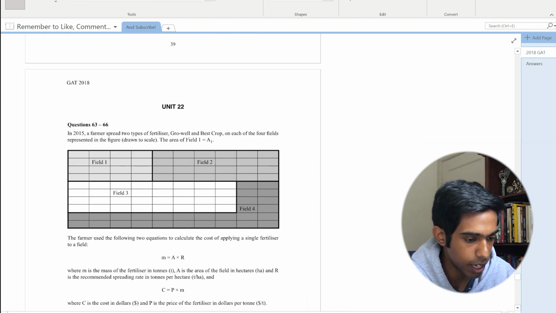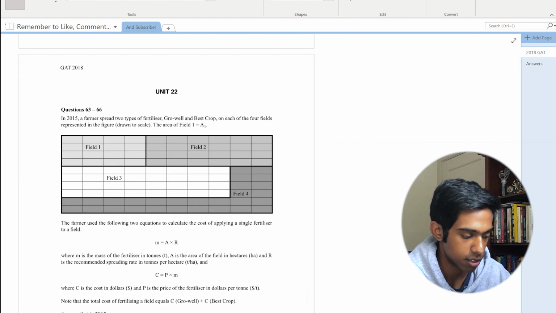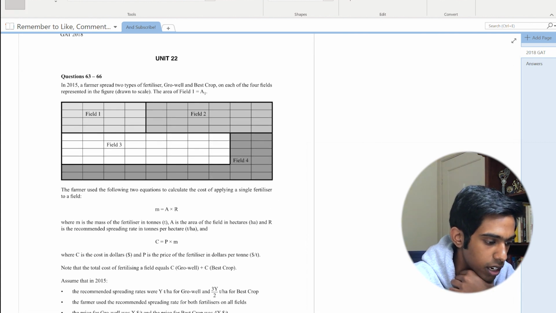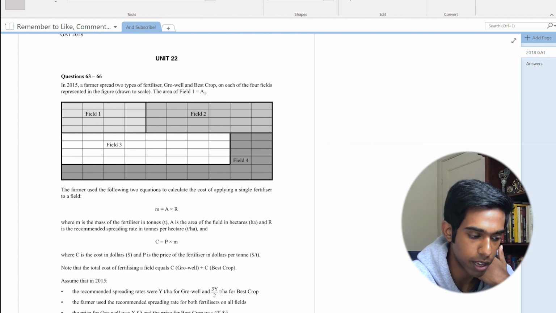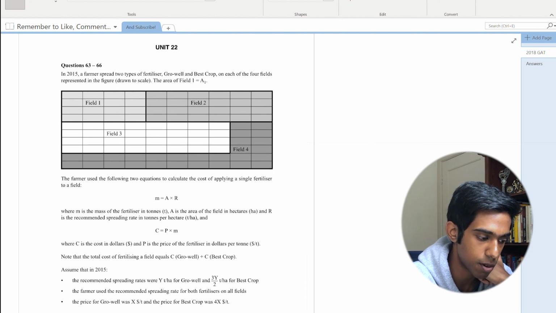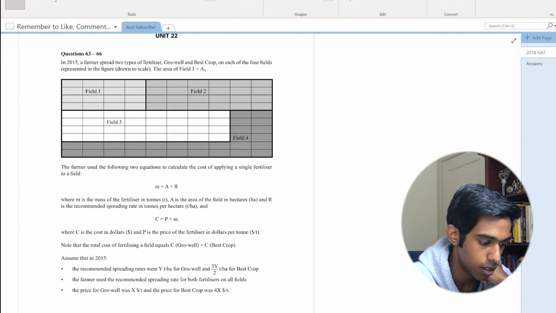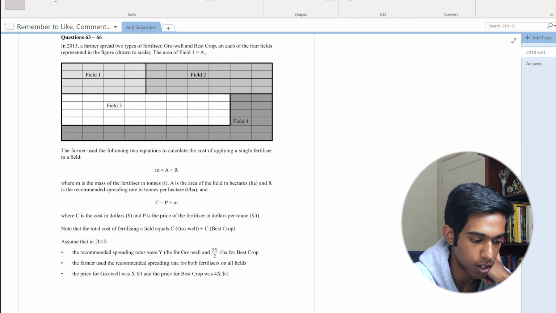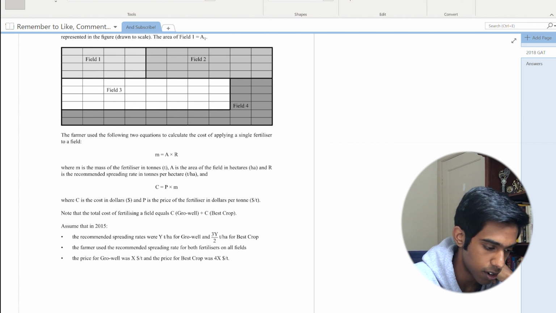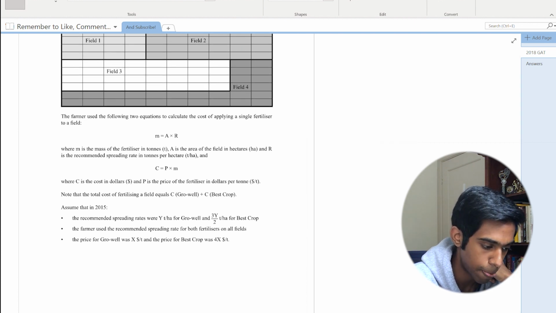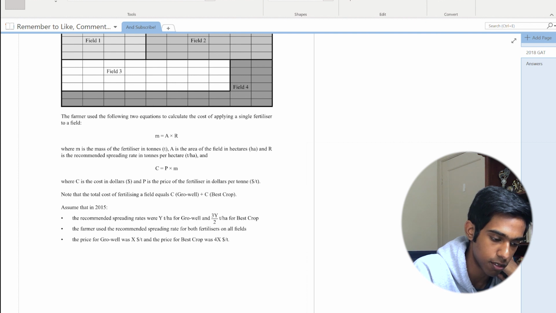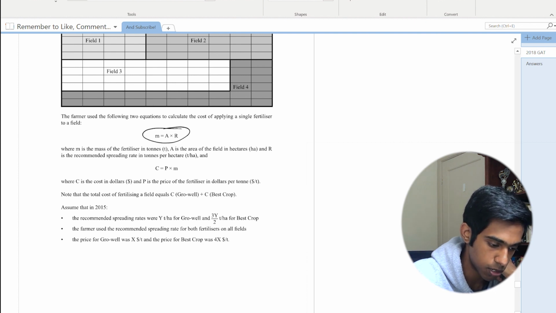Okay. Now we're going to questions 63 and 66. In 2015, a farmer spread 2 types of fertilizer, Grow Well and Best Crop, on each of the 4 fields represented in the figure. The area of field 1 equals A1. Okay. The farmer used the following 2 equations to calculate the cost of applying a single fertilizer to a field. Where M is the mass of fertilizer, A is the area, and R is the recommended spreading rate. C is the cost in dollars, and P is the price of the fertilizer in dollars per ton.